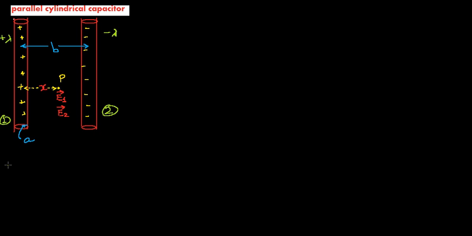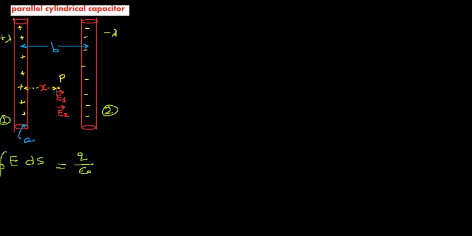The integration of the electric field over the surface area will be equal to Q, the total charge inside this area, divided by epsilon naught. Now we'll see how much charge will be there. So for simplicity, let's take a length L.